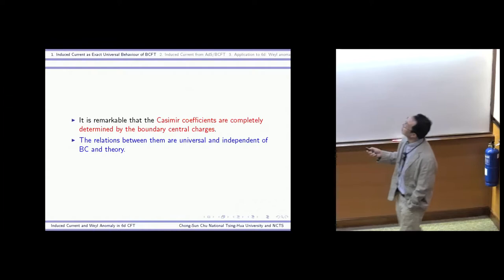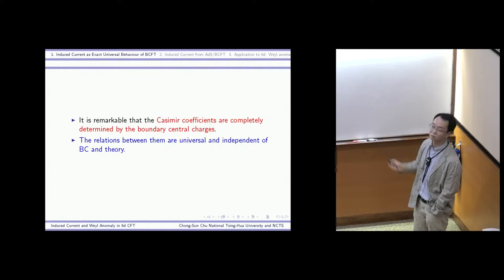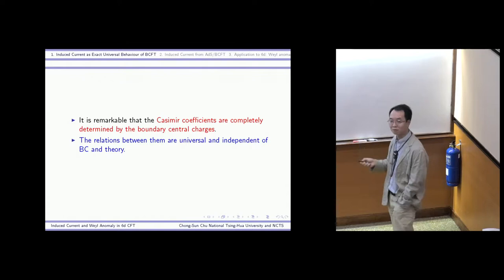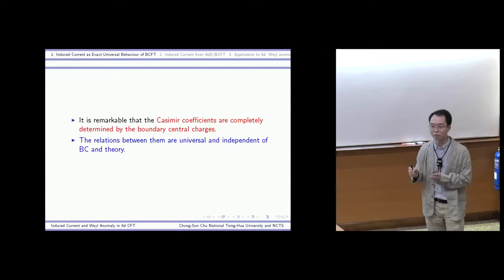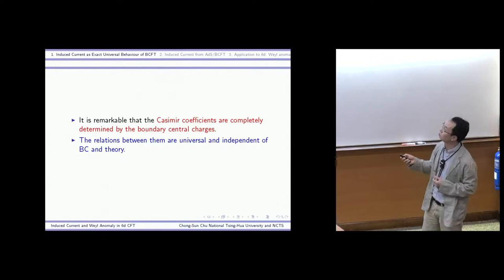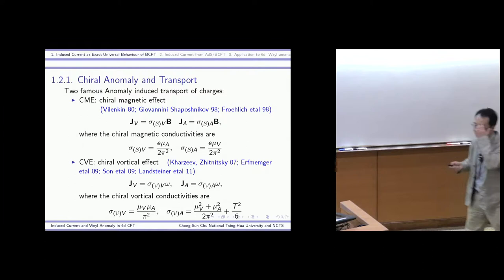It's quite remarkable that the chi-sigma coefficients can be determined in terms of the boundary central charge, and the relations are completely universal and don't depend on the boundary condition. The boundary condition will enter, for example, in the value of the boundary central charge. If you use a different boundary condition, then you get a different boundary central charge. But the relation is independent of boundary condition. So that's just a warm up.